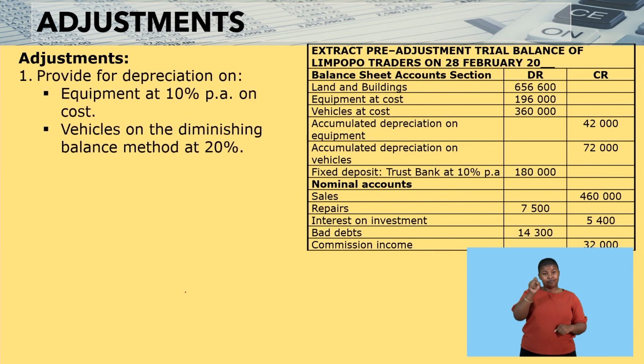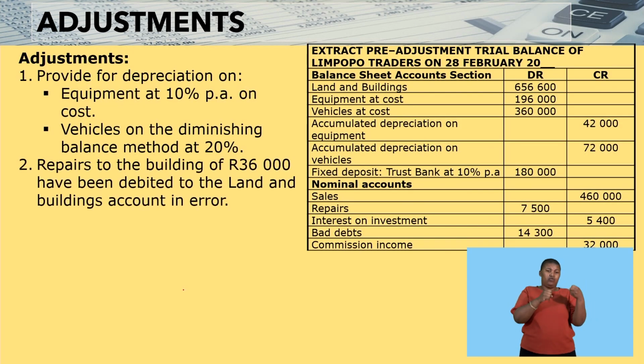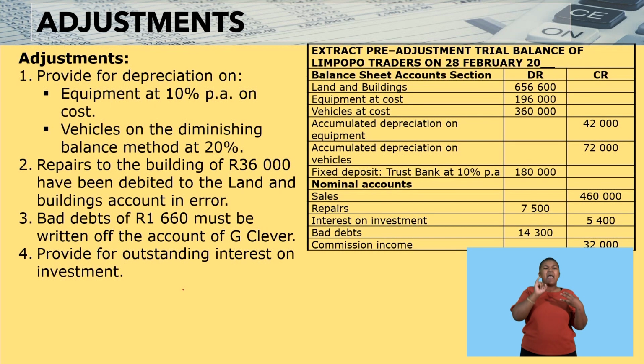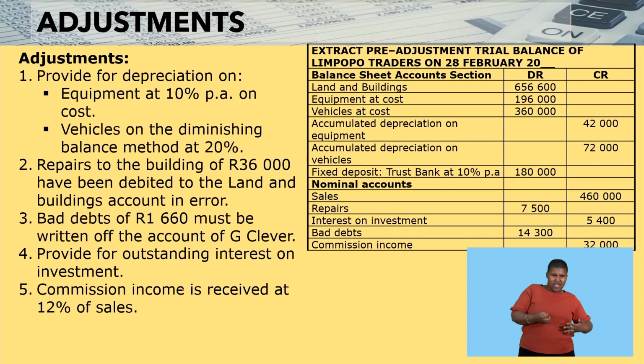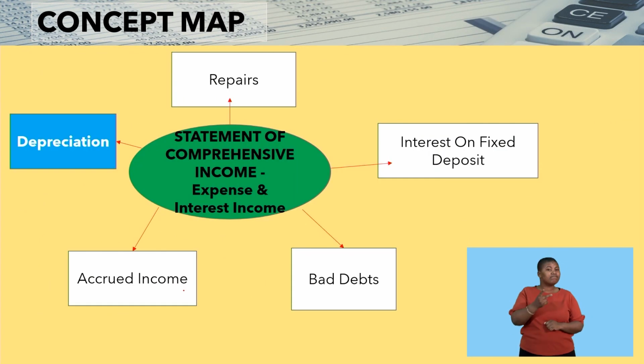Here are the adjustments that we will need to do as we prepare our statement of comprehensive income. We will do adjustment number 1, which is a calculation for depreciation. We'll also do adjustment number 2, which is to do with repairs. Then we have bad debts, adjustment number 4, and adjustment number 5 also has to be done. Okay, so let's start with the depreciation adjustment.